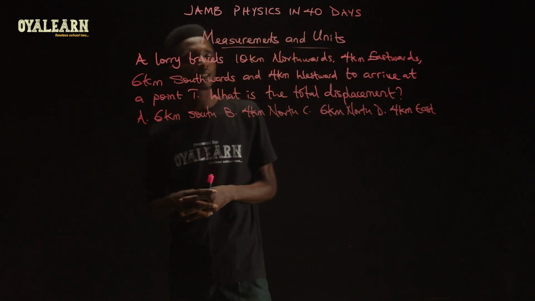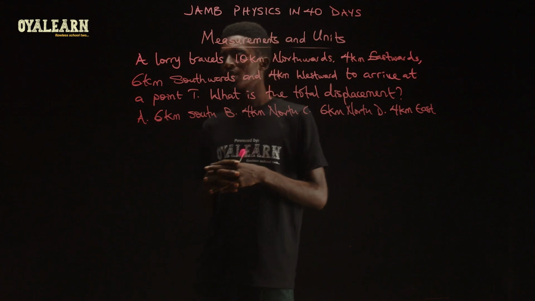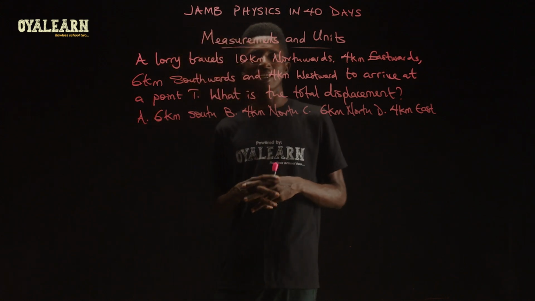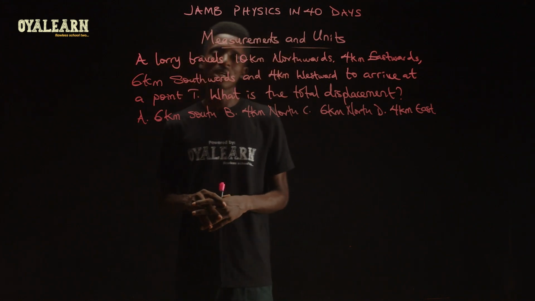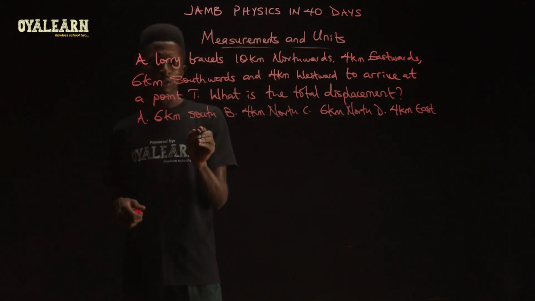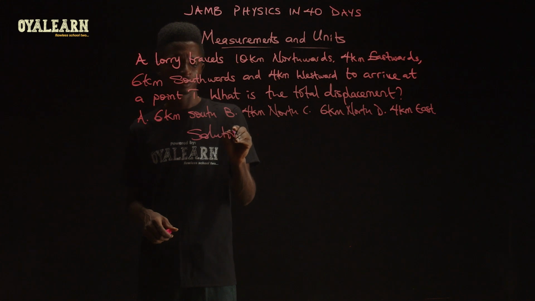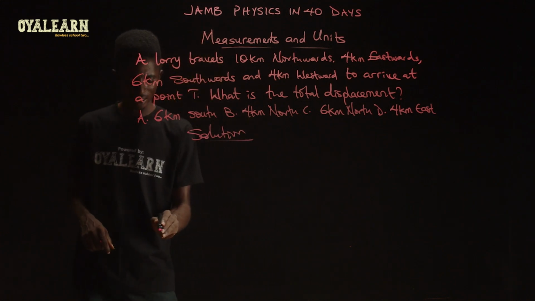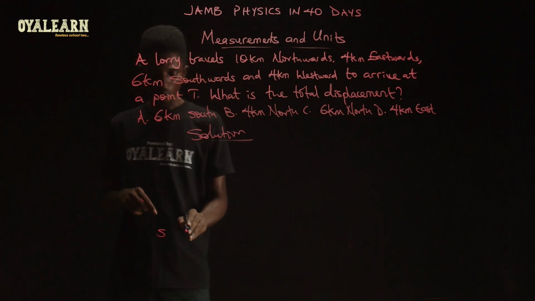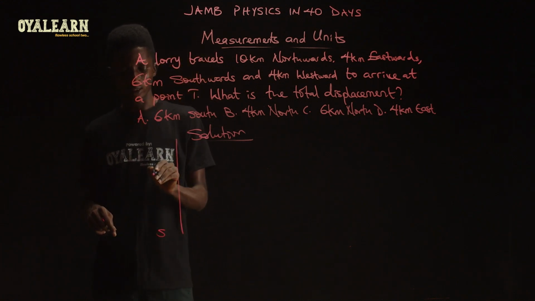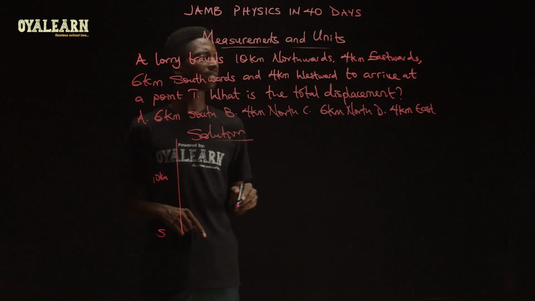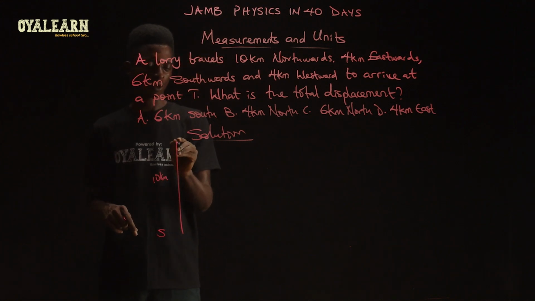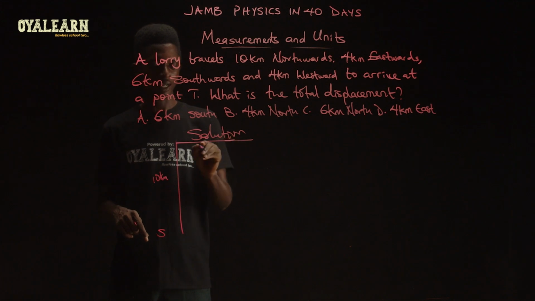A lorry travels 10 kilometers northwards, 4 kilometers eastwards, 6 kilometers southwards, and then 4 kilometers westwards to arrive at a point T. So we have to find the total displacement. Let's draw the vector diagram here. So let this be the start point. And since it's traveling north, we're going to go this way up. And we call this 10 kilometers. And then from where it stops here, it then moves 4 kilometers east. East is to the right. So I'm going to draw a line this way, right? So this will be 4 kilometers, right?